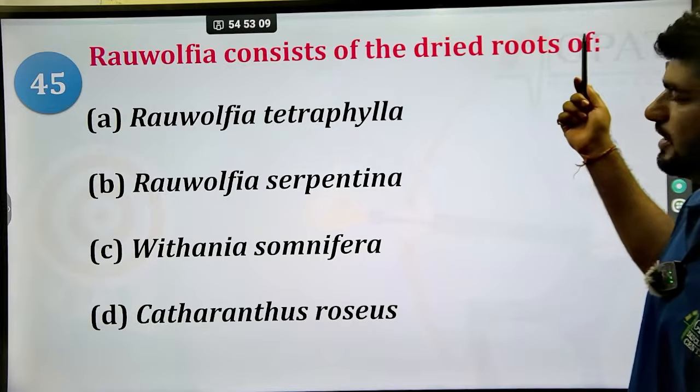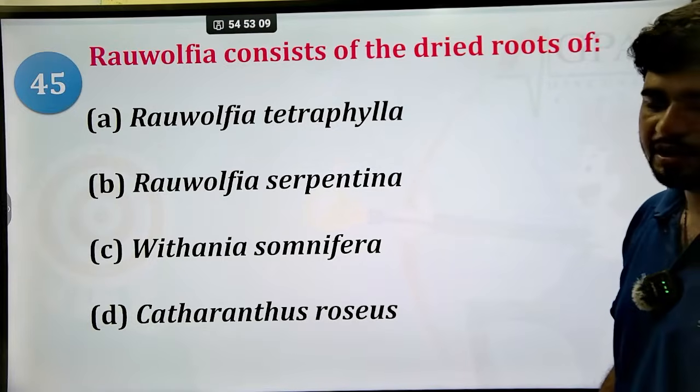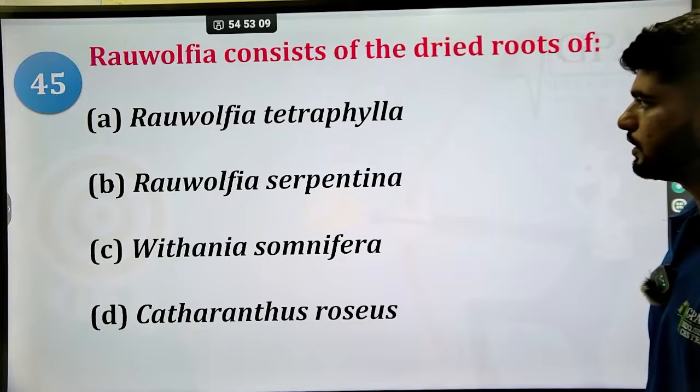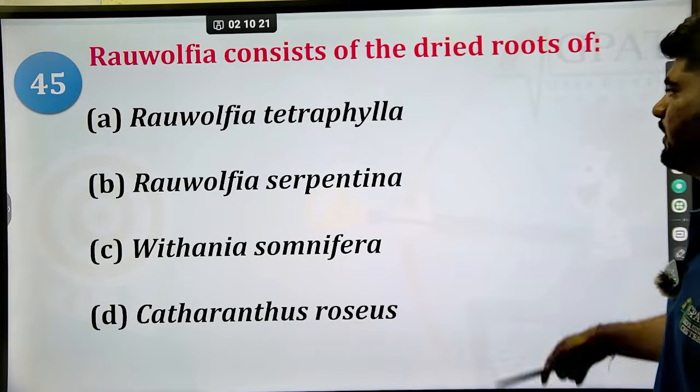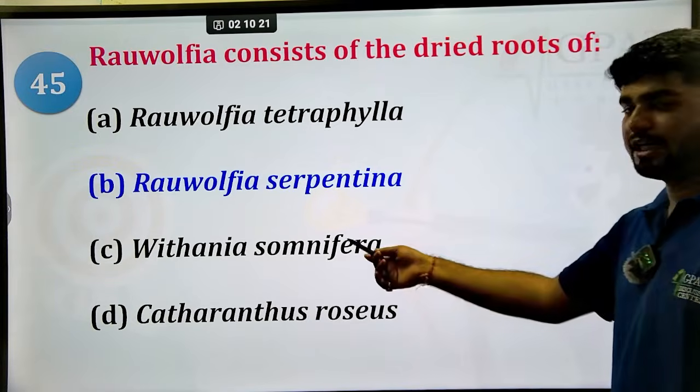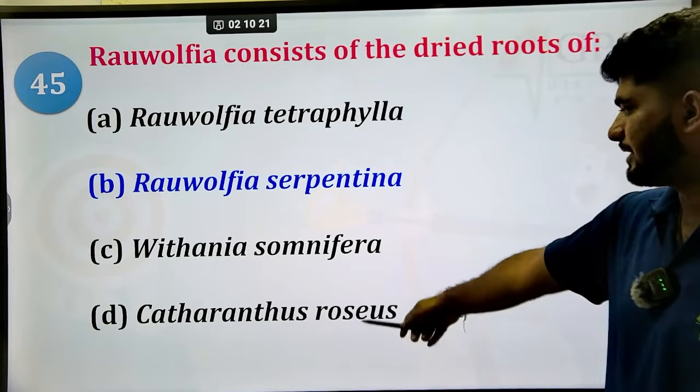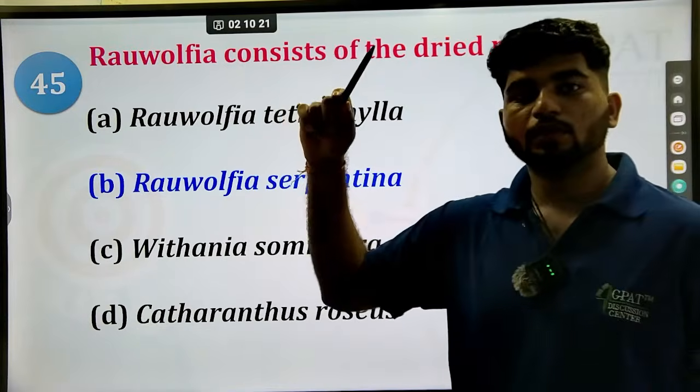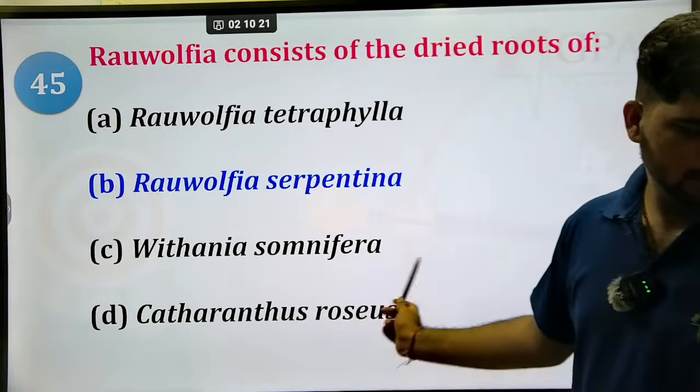Rolfia is what? Rolfia serpentina, that is your antihypertensive drug. Indole alkaloids. Okay. Rolfia tetraphylla? No. Rolfia serpentina. Withania somnifera, that is your ashwagandha. Catharanthus roseus, that is your vinca alkaloids, right? Sure.